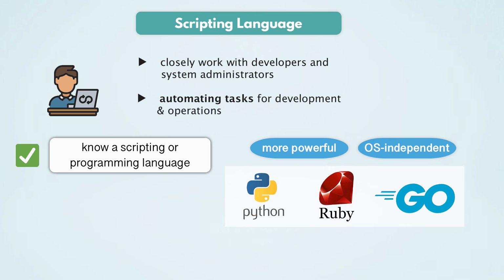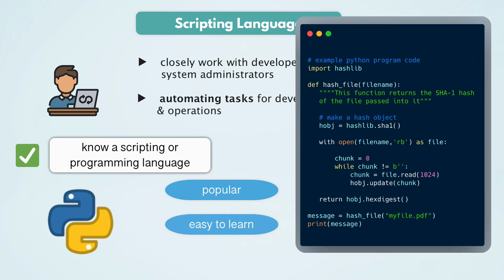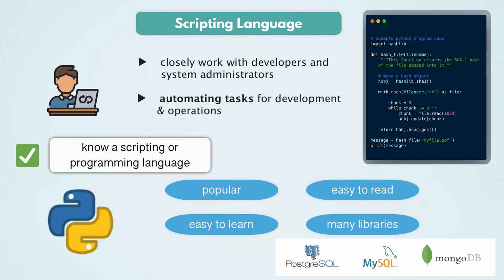Again, here you just need to learn one of these languages. And Python, without a doubt, is the most popular and demanded one in today's DevOps space. Easy to learn, easy to read, and very flexible. Python has libraries for most of the databases, operating system tasks, as well as for different cloud platforms.